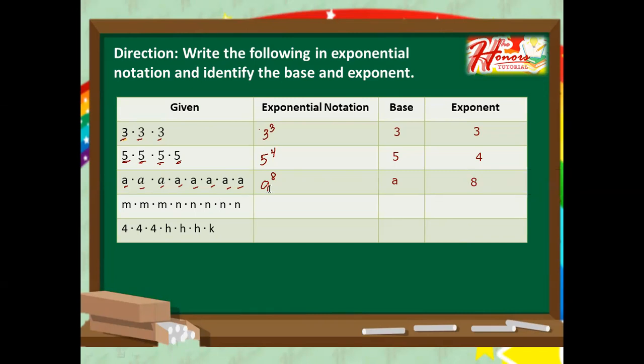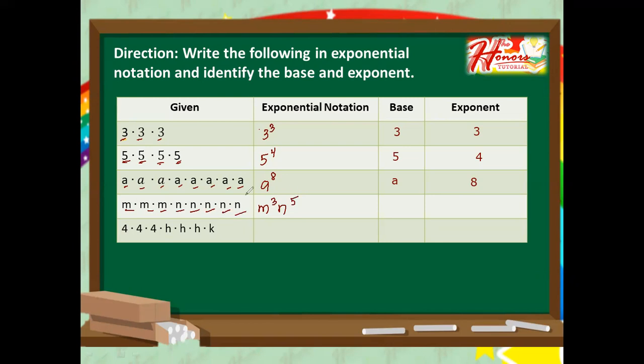Next, so we have here M and N. Let's have M first. Write M here and then count how many times this M is multiplied to itself. So that is 1, 2, 3. So that is M cubed. How about N? We will not forget about it. So let's write N. And then count the number of times that N is multiplied to itself. So that is 1, 2, 3, 4, 5.